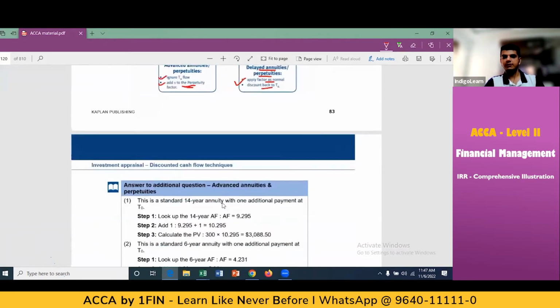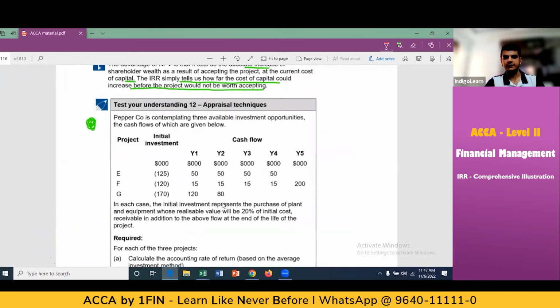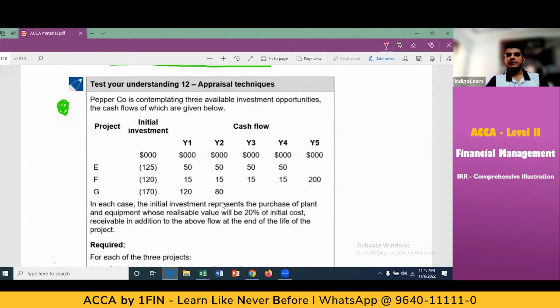So this is all about the chapter. We'll just go to the question that we have left, this one. So this will cover all the concepts of this chapter. So this is a very good question. Maybe next 15 minutes we'll spend here and solve it one by one.